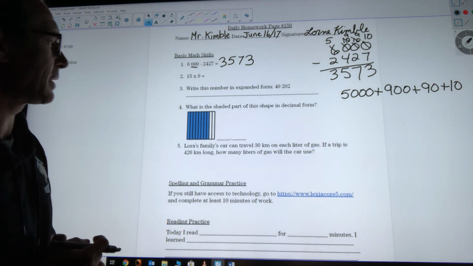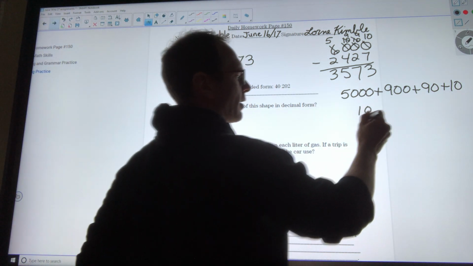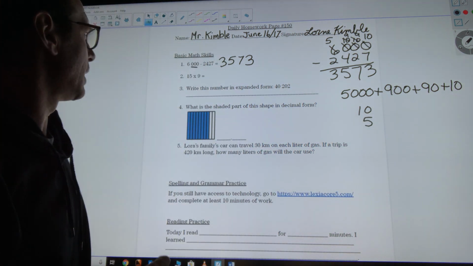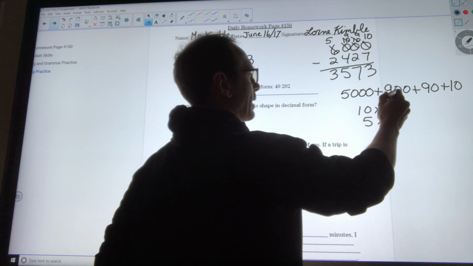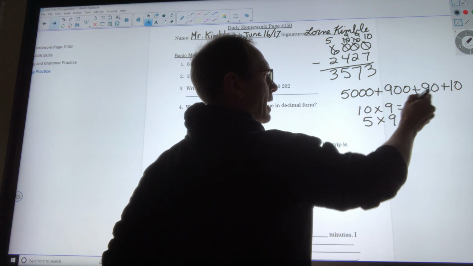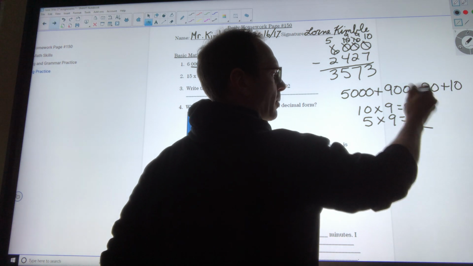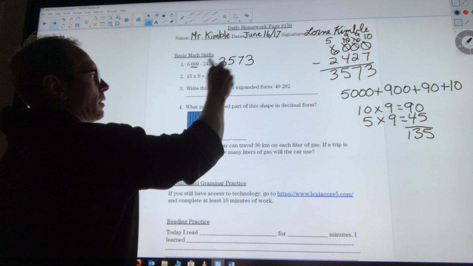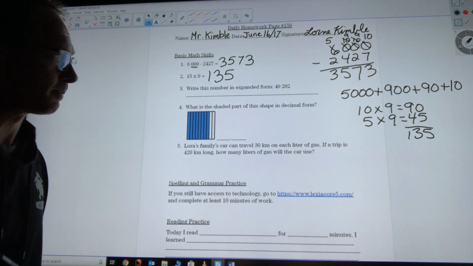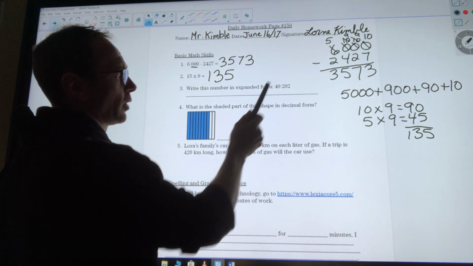Number 2 is 15 times 9. I don't know 15 times 9 off the top of my head, so I'm gonna split up 15 into 10 and 5, and we'll multiply each of those by 9. So 10 times 9 is 90, and 5 times 9 is 45. So if I put those together, I have 135. So there's my 135.